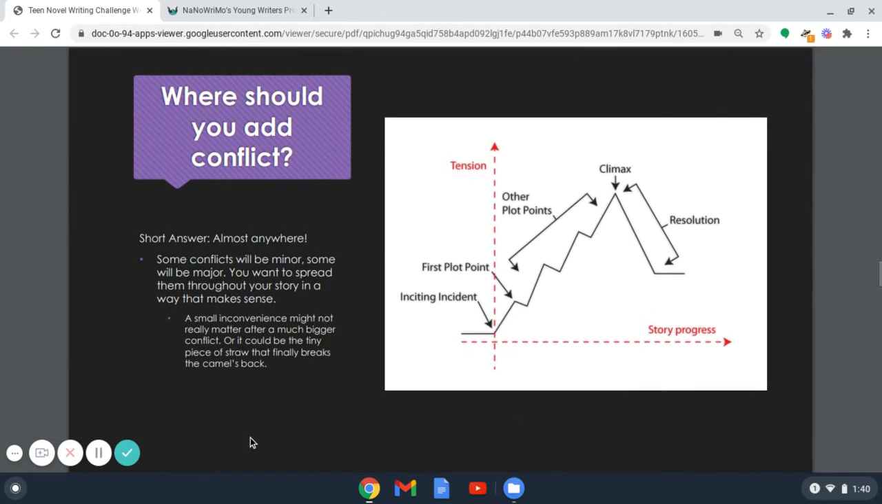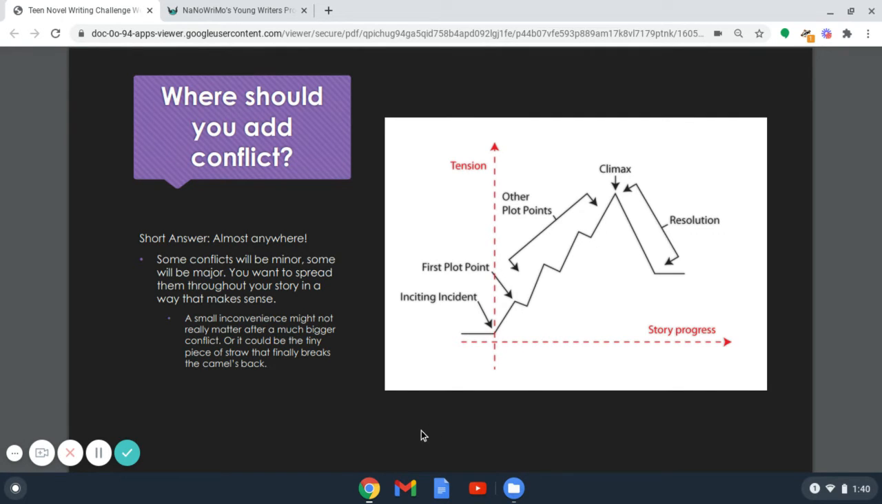So you may be wondering, where should I add conflict? And the short answer is pretty much almost anywhere. There's going to be a lot of different points of conflict and tension in your story, as you can see from this image that I showed at the end of last week. You've got these different plot points, and the tension is going up each time. So at least some of these are points of conflict, are choices being made.